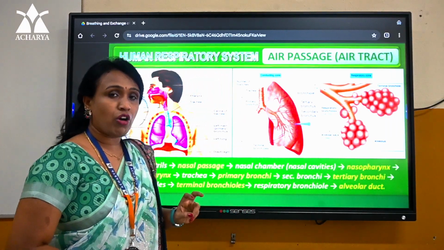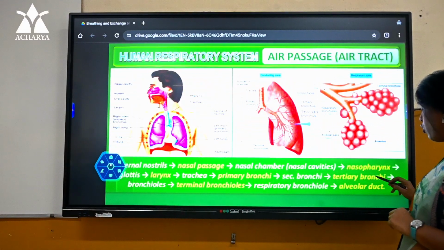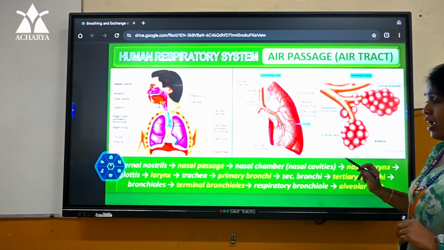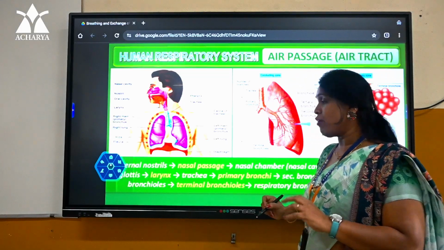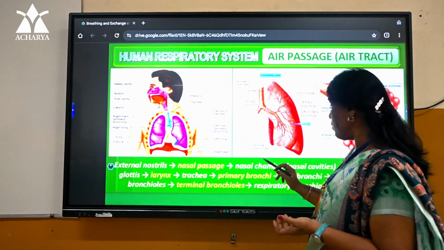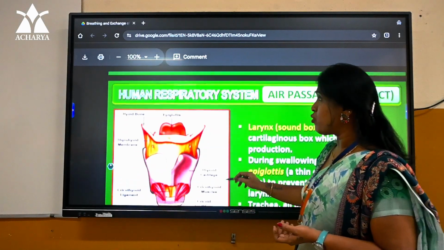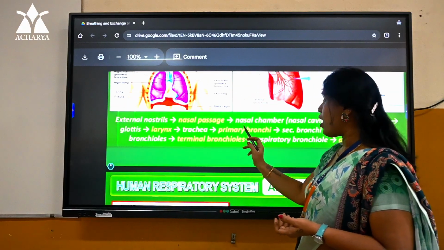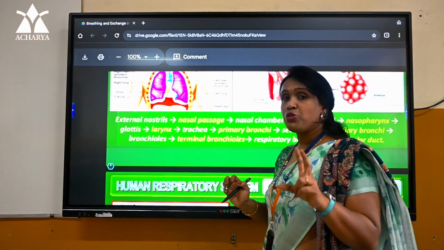Then the next common organ is the pharynx. The pharynx which is in contact with the nose is called nasopharynx, the one in contact with the larynx is laryngopharynx, and the one with the mouth is called oropharynx. The pharynx opens into the larynx through the glottis, and the trachea at the fifth thoracic vertebral level divides into two bronchi.